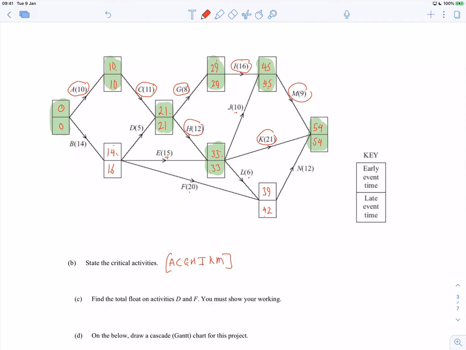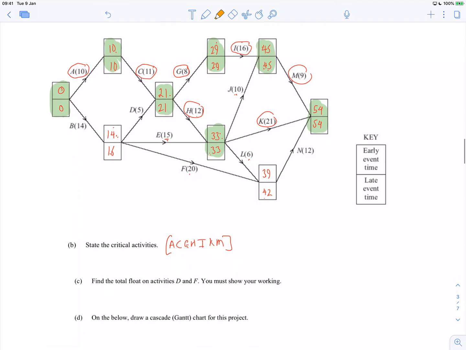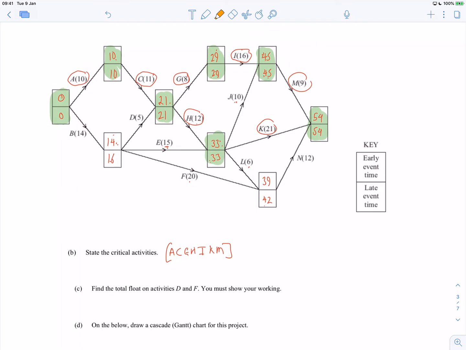So we've actually got multiple paths going on here, haven't we? We could either have a critical path of A, C, H, K, or I could have had a path A, C, G, I, M, like so. Yeah, there's multiple paths going on here. Well, there's two, isn't there? So yeah, find the total float on activities D and F.